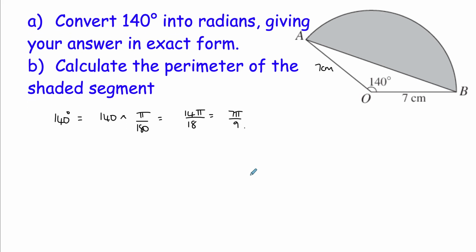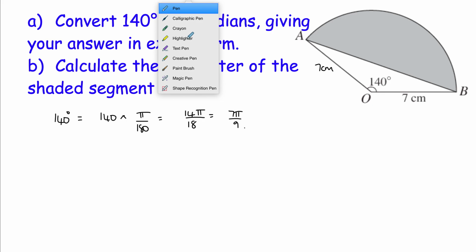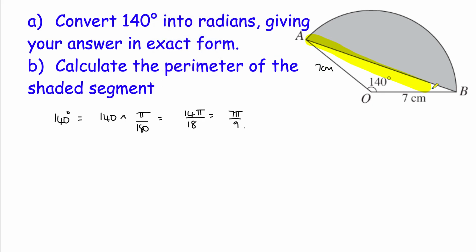And then for the main part of the question, we need the perimeter of the shaded segment. So it's not actually area this time, but this number is still going to be important because we need to find this length. The reason we need this length is because it contributes to the perimeter of the segment. So we've got two things to find. We need to find the straight length of A to B, and we need to find the curved length, which is the arc length, A to B. So let's do the easy bit first. Let's do the green section first.